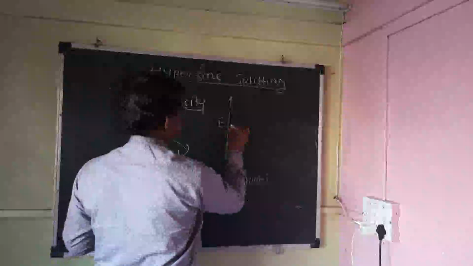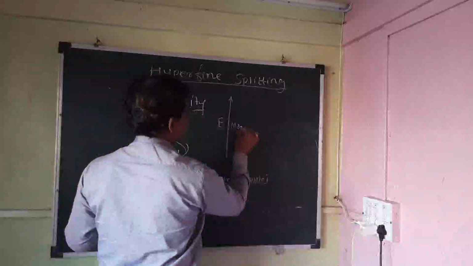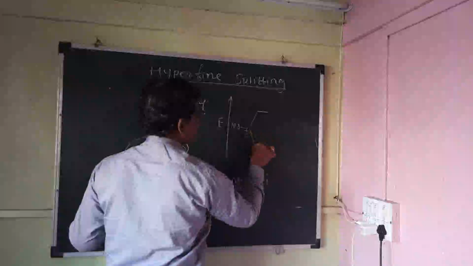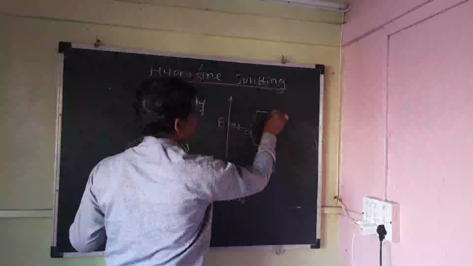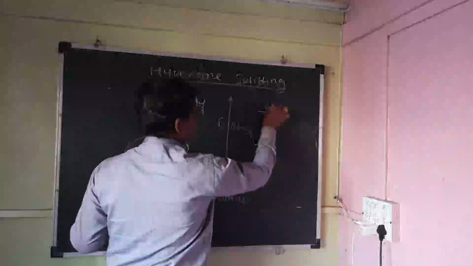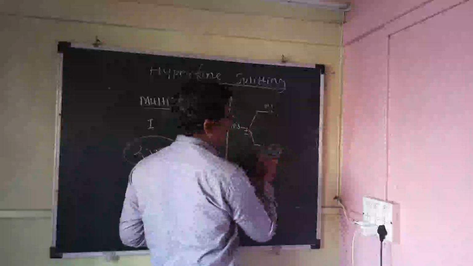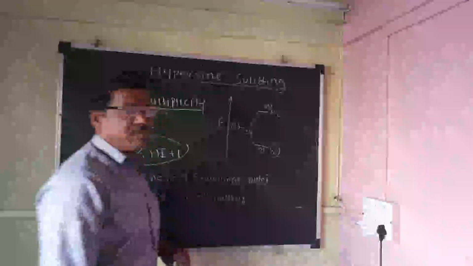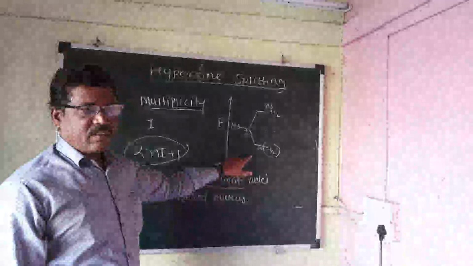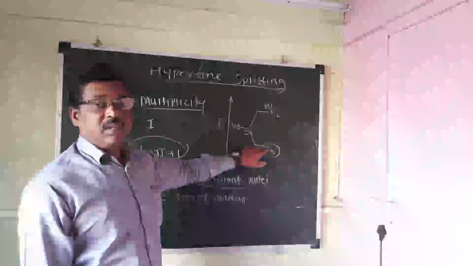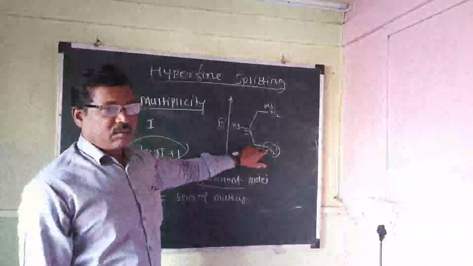Suppose this is the energy of the spin of the electron, plus or minus 1/2. This splits into two spin energy levels, MS equal to minus 1/2 and plus 1/2. Each of these energy levels interacts with the spin of the nuclei by using this formula.